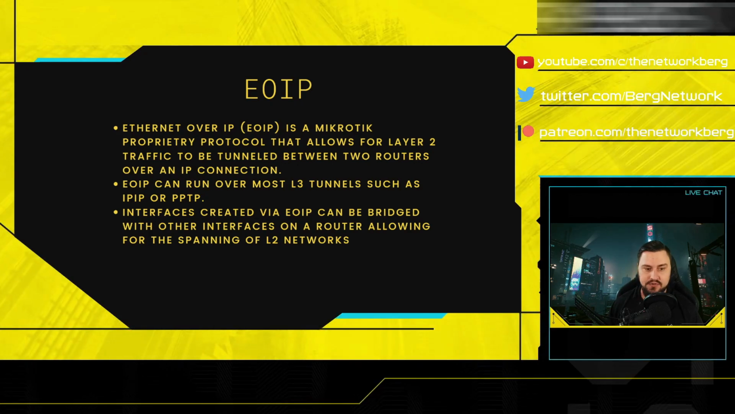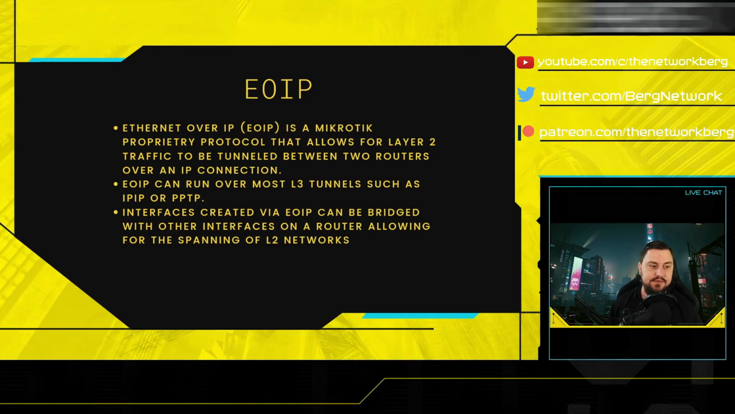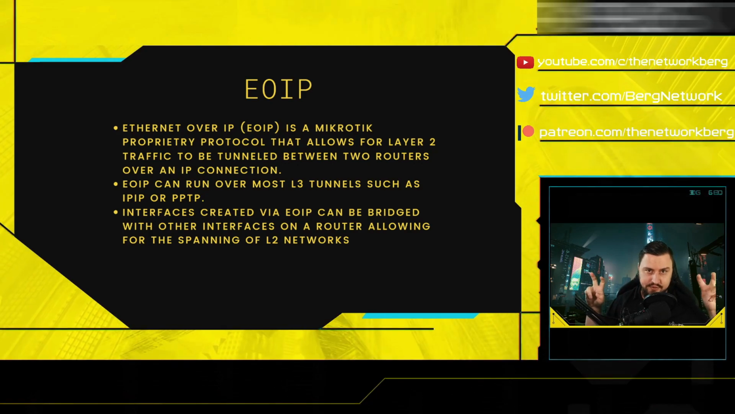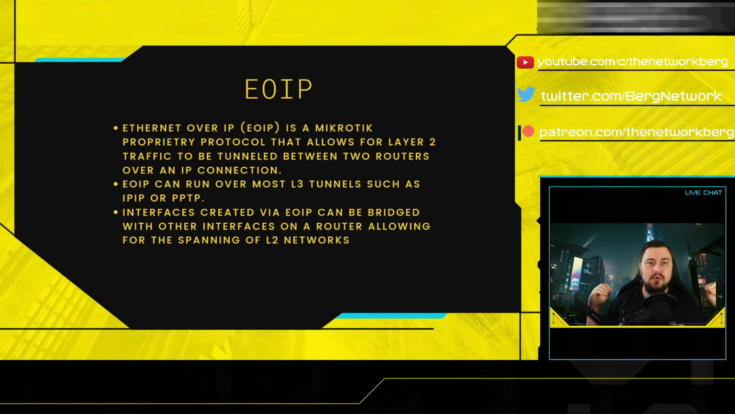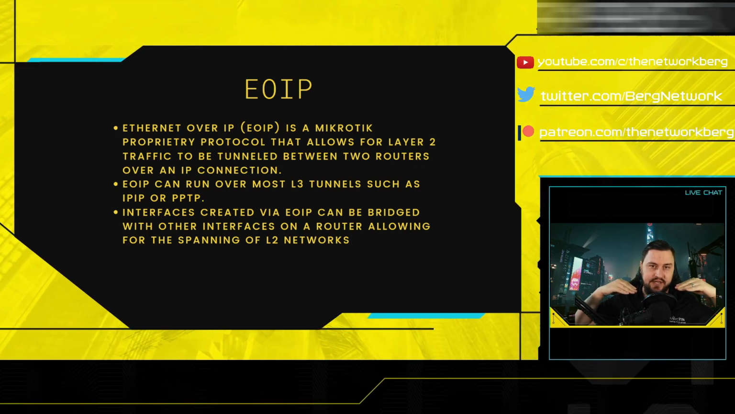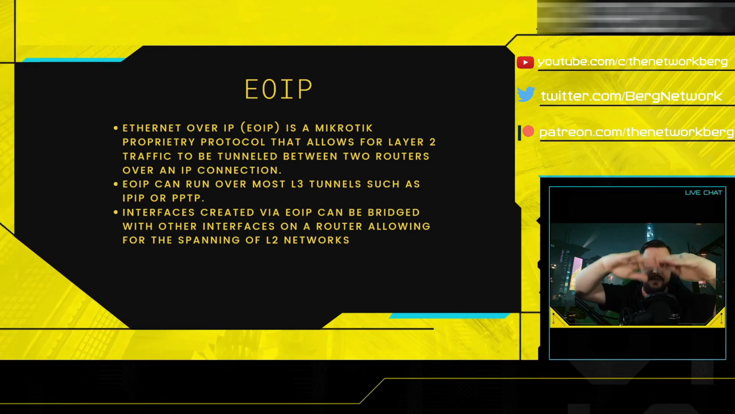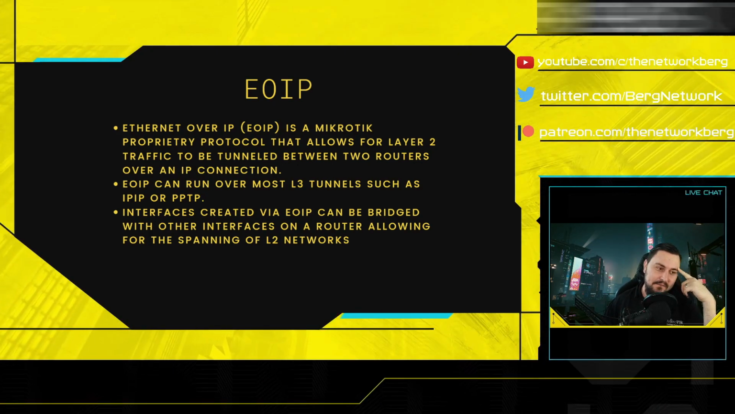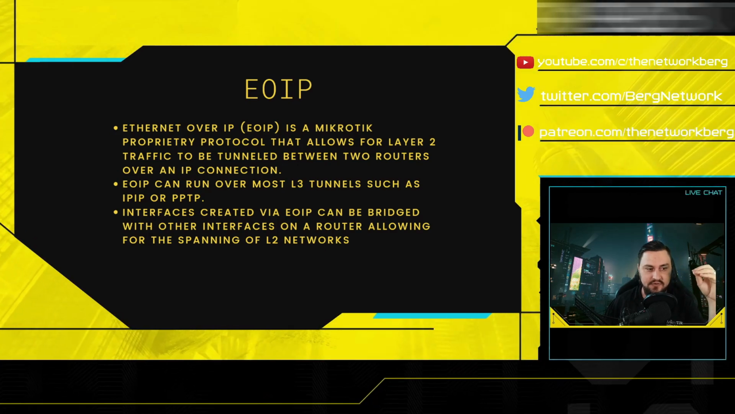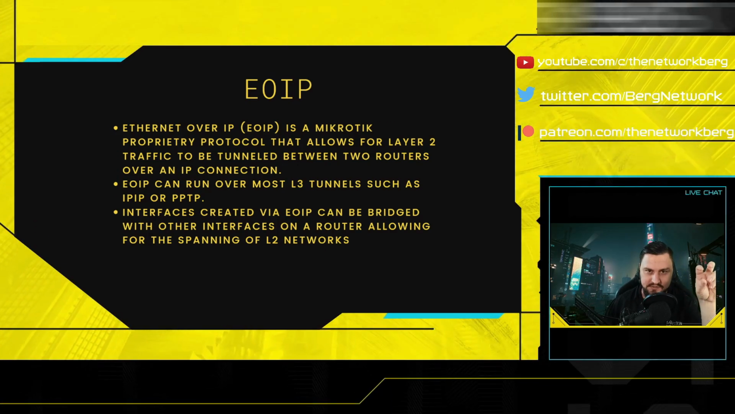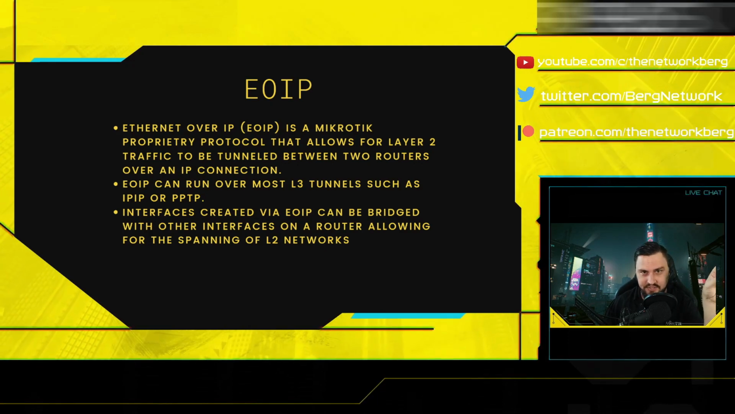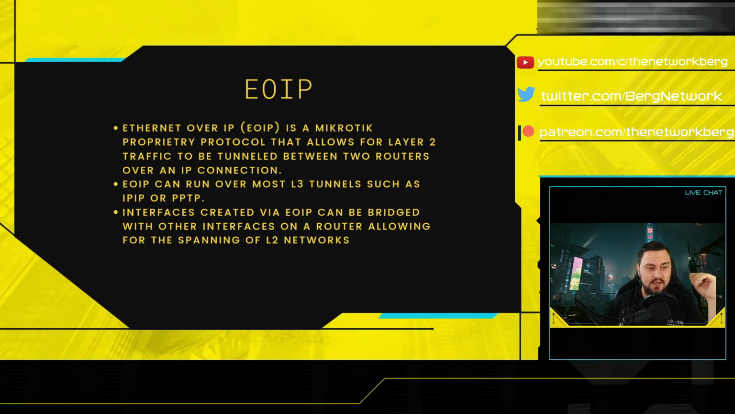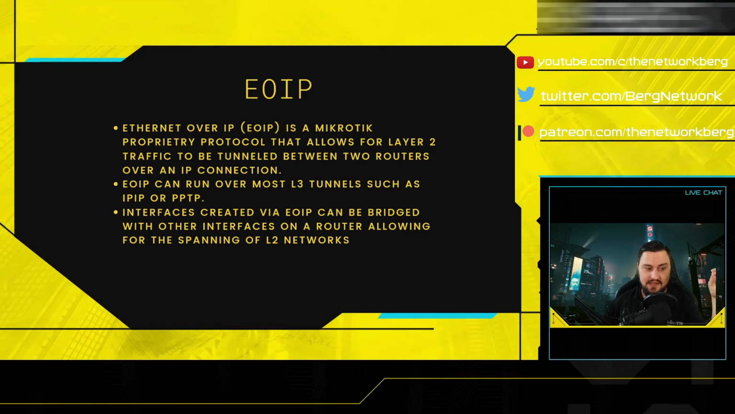EOIP can run over most layer 3 tunnels. What this means is if you've got an IPIP or PPTP tunnel, which means there's layer 3 connectivity between two routers, you can also use that as an underlying network to run EOIP over it. So it becomes an overlay network. It's crazy terminology, but in essence, that's what it does. So you can run EOIP over IPIP, and you can still use that as a way to bridge connections if you're using stuff like IPIP as well. And interfaces that are created with EOIP can be bridged.